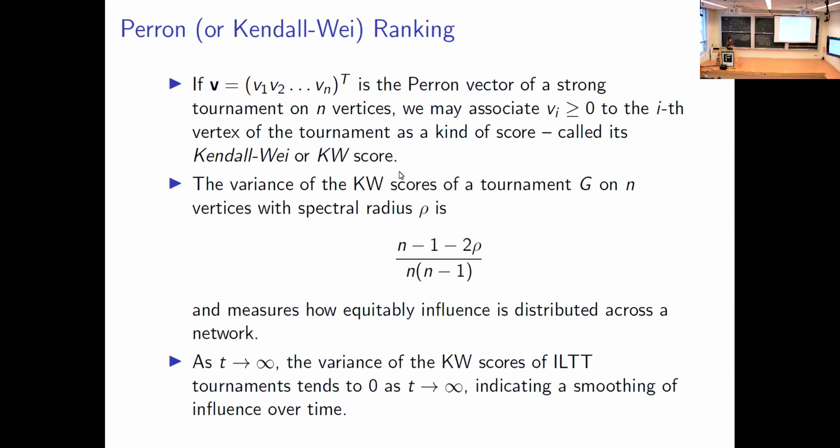The variance of the KW scores will then tell us how equitably influence is distributed across the network. And in particular, for a tournament G on n vertices with spectral radius rho, the variance simplifies to this expression over here, n minus 1 minus 2 times rho over n times n minus 1. And we can apply this expression to the transitivity tournaments. So n will just be doubling with each step. And you can see that in fact, the variance of the KW scores is going down to 0. So over time, you're getting this kind of smoothing of influence. It doesn't preclude the existence of highly influential individuals, but overall, there's an equitable distribution of influence across the network.